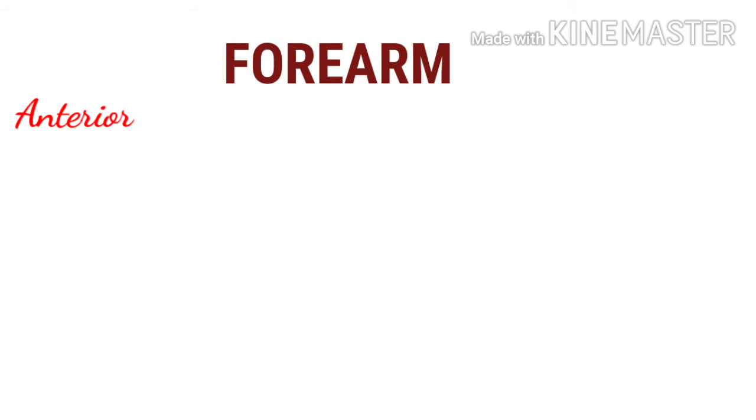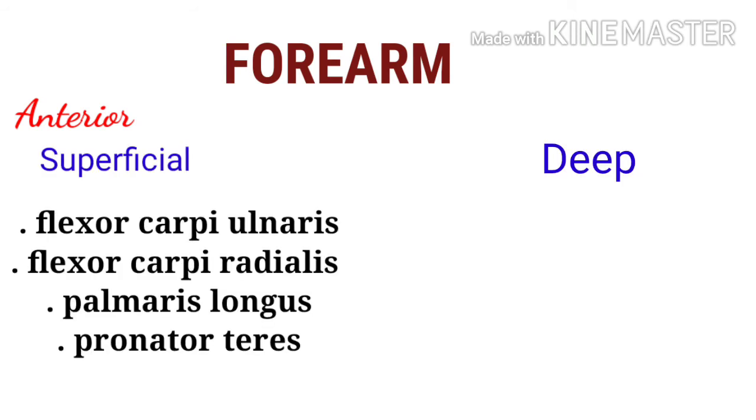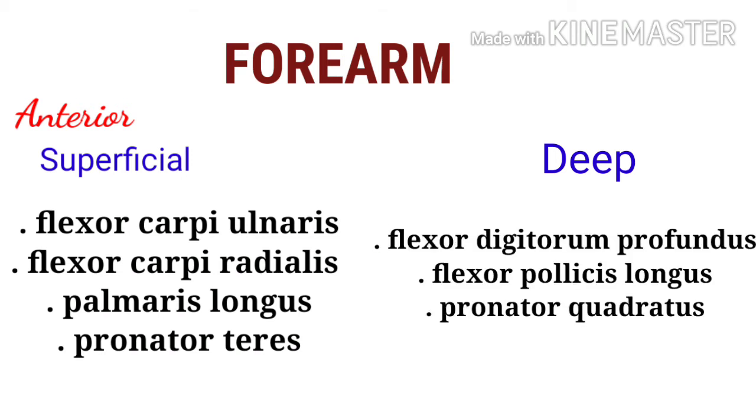Forearm muscles. There are many muscles in the forearm. We have the anterior compartment and the posterior compartment. In the anterior compartment, they split into 2 categories, that is superficial and deep. In the superficial, we have flexor carpi ulnaris, flexor carpi radialis, palmaris longus and pronator teres. In the deep compartment, we have flexor digitorum profundus, flexor pollicis longus and pronator quadratus.